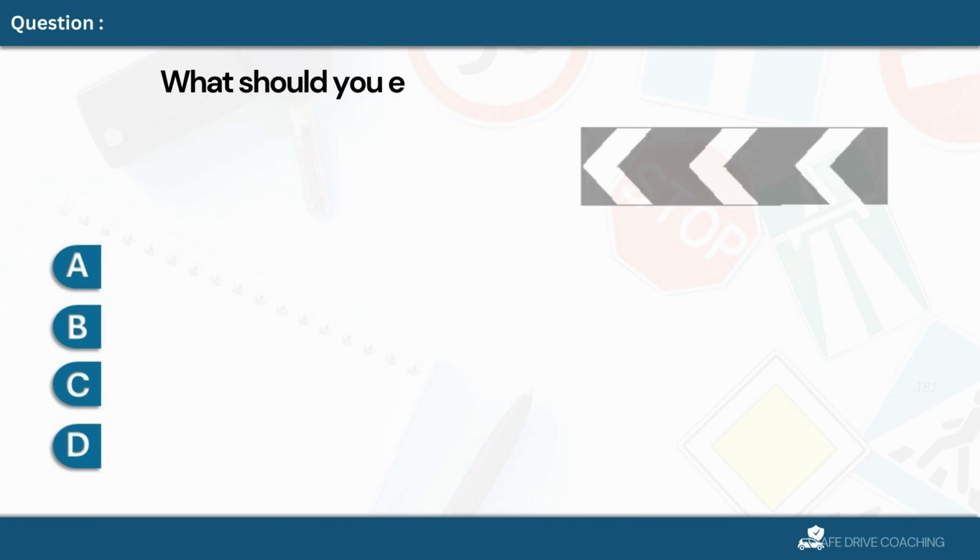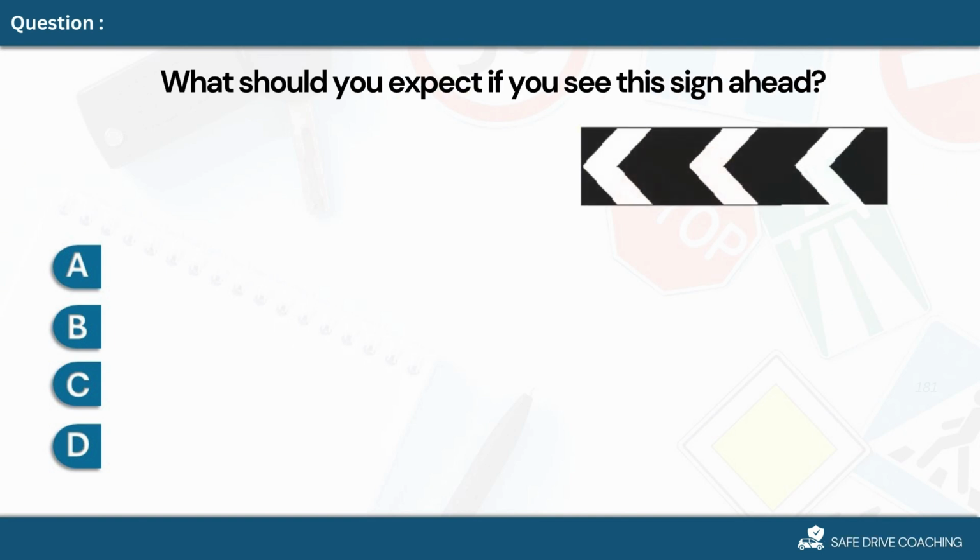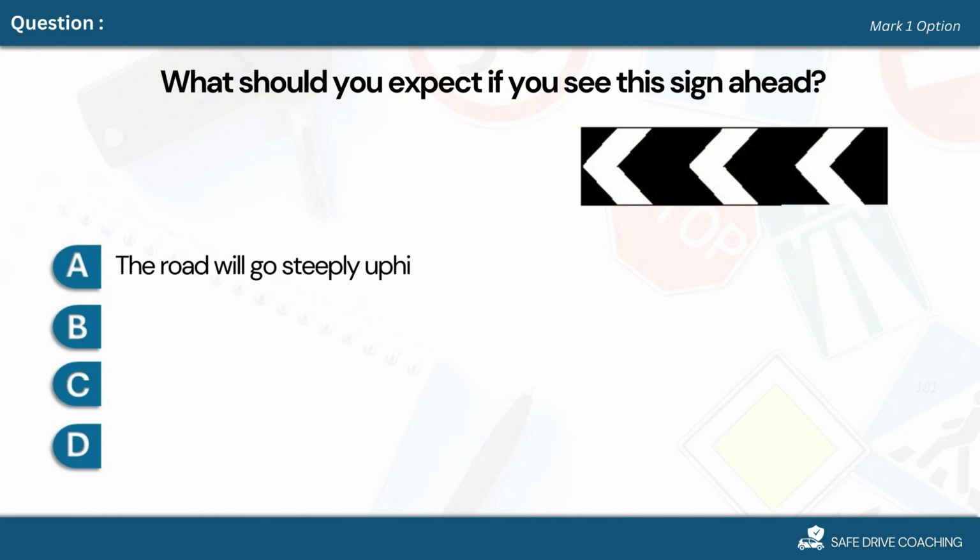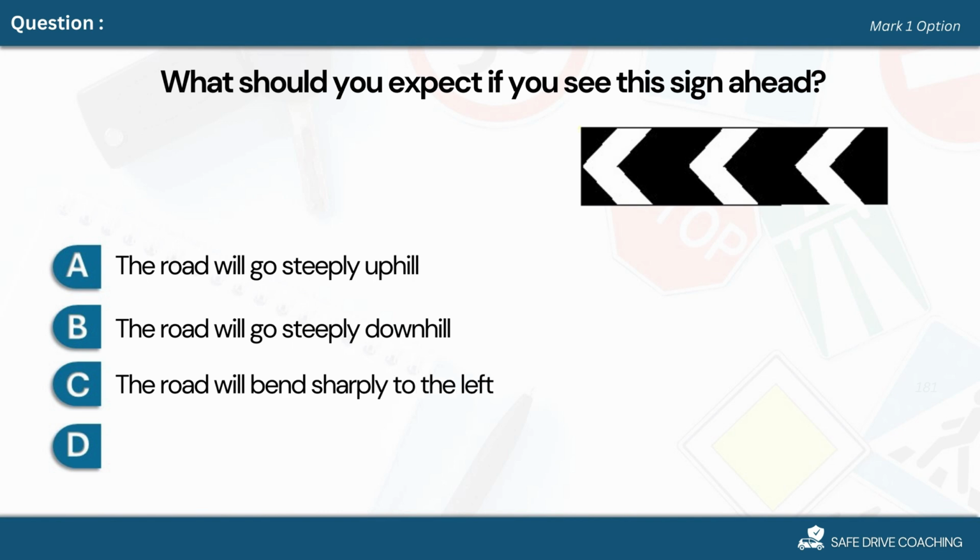What should you expect if you see this sign ahead? A. The road will go steeply uphill. B. The road will go steeply downhill. C. The road will bend sharply to the left. D. The road will bend sharply to the right.